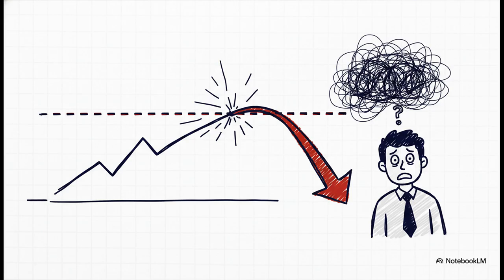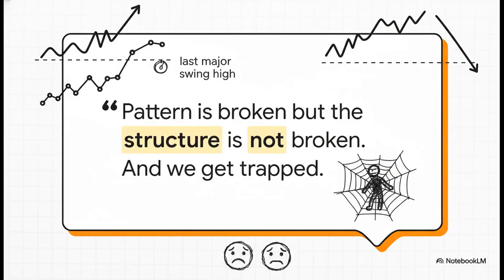Well, you just ran smack into the market's real structure, the part you couldn't see on your chart. And here's the key takeaway. You got trapped because you weren't actually trading a change in the real trend. Nope, you were just trading a break of a line on your chart. But the market was still respecting its underlying structure. In this case, the last major swing high.